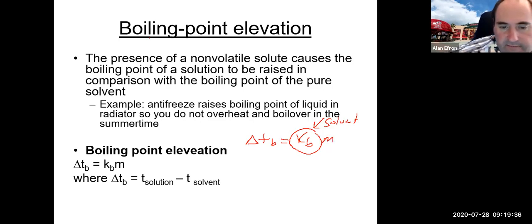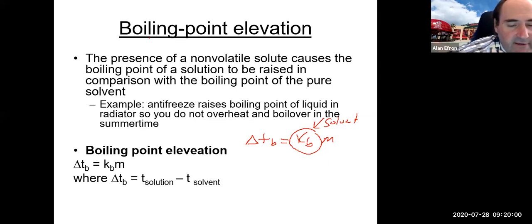Antifreeze or coolant that you put in your car actually does both things. It elevates the boiling point so your car doesn't overboil. It also lowers the freezing point in case you live in a really cold area, so your car doesn't freeze all the fluids in it as well. So when you put antifreeze in your car, it does both things: it raises the boiling point and lowers the freezing point.